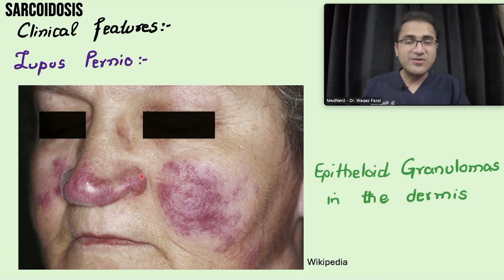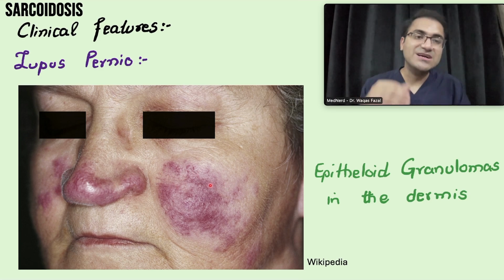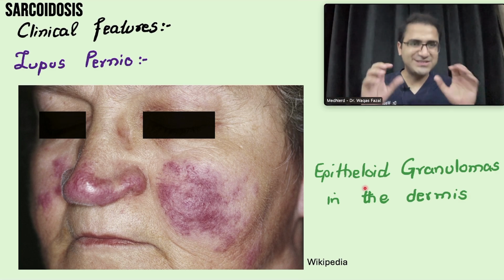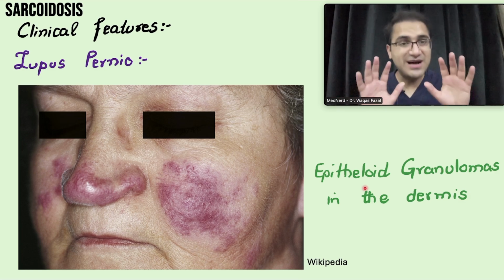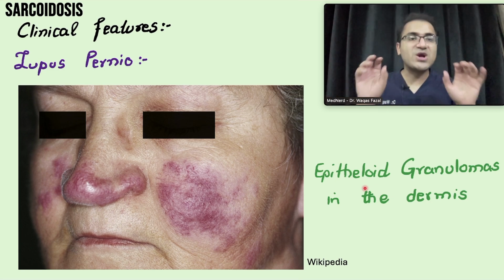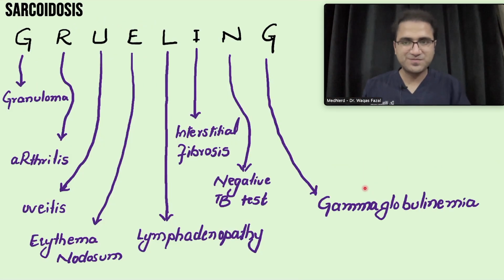It is a rash that is present on the face, on the cheeks, and it looks just like the butterfly rash of SLE. Why does it occur? It occurs because in the dermis there is epithelioid granuloma deposition. So everywhere in the body, in the nervous system, in the heart, in the eyes, in the joints, granulomas are there and they are causing the manifestations.